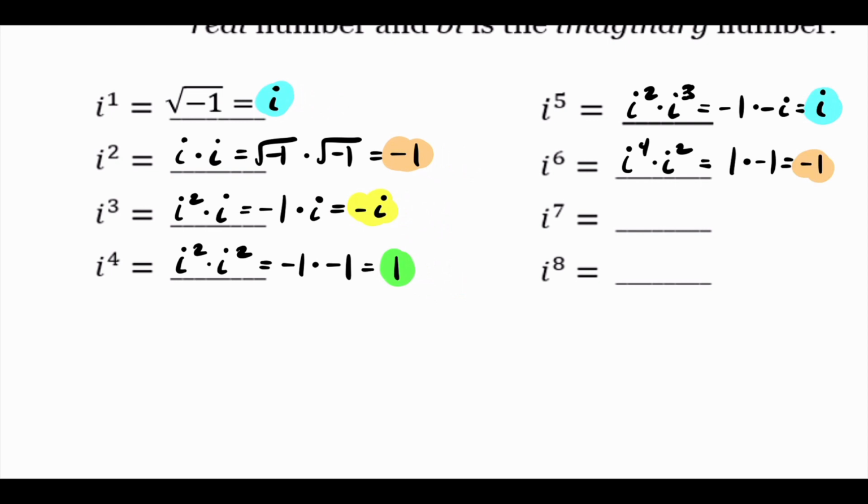i to the 7th. i to the 3rd and i to the 4th. i to the 3rd is negative i. i to the 4th is positive 1. So what do I get when I multiply negative i times 1? Negative i. I've gotten that answer before.